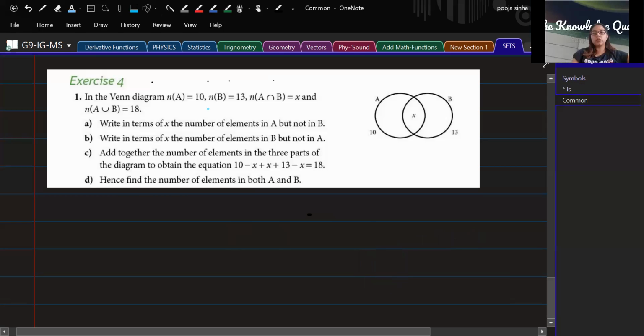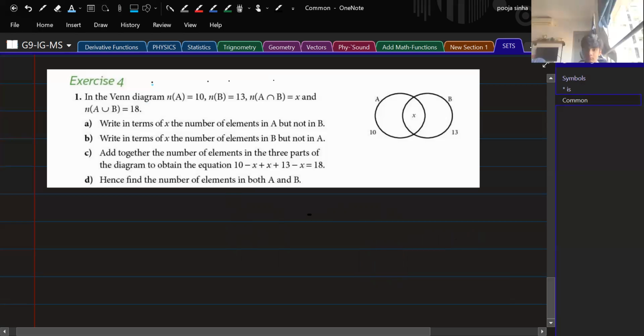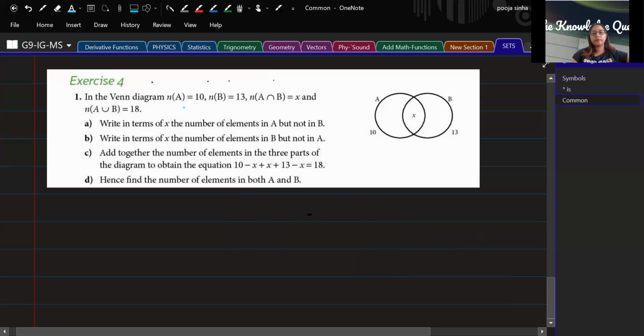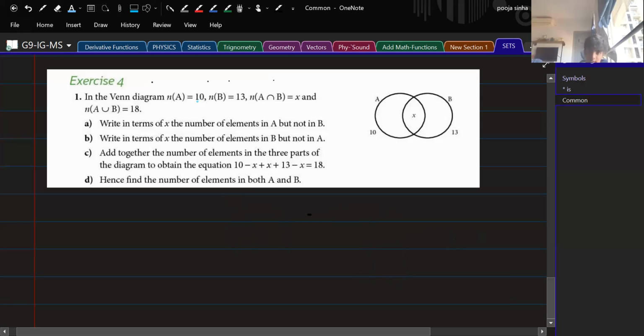Now let's go to the question. Shaumik, read it. In the Venn diagram, n(A) is equal to 10, n(B) is 13, n(A intersection B) is equal to x, and n(A union B) is equal to 18. Write in terms of x the number of elements in A but not in B.